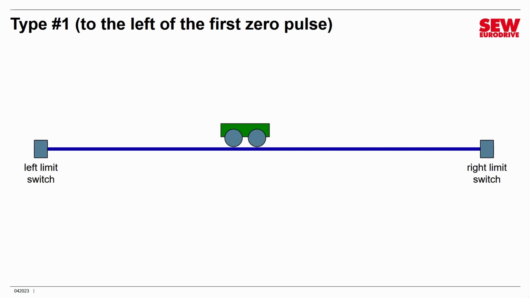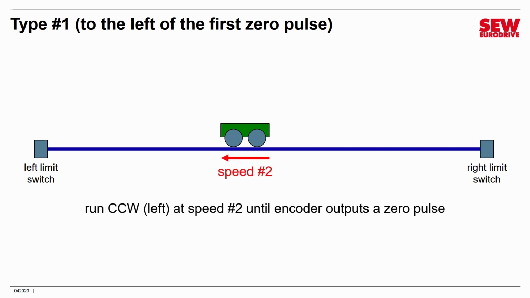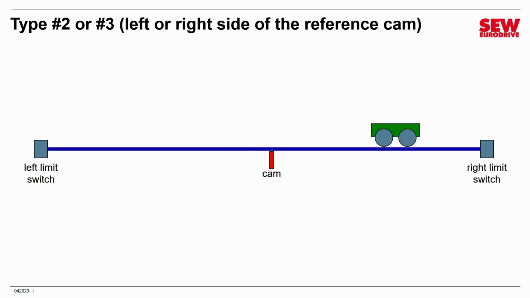All right, let's go through the referencing types. This is type number 1. It uses just the 0 pulse on the encoder, so obviously you must have a 0 pulse equipped encoder. The goal is to be to the left of the first 0 pulse, in other words, counterclockwise. By the way, counterclockwise is considered left and clockwise right. So here's kind of how it works. You run counterclockwise or left at speed number 2. That's the slower speed, until the encoder outputs a 0 pulse. So this is what it looks like. You kind of creep until the 0 pulse arrives, and when it does, you say, good, I'm done, I stop, I'm referenced. Very simple.